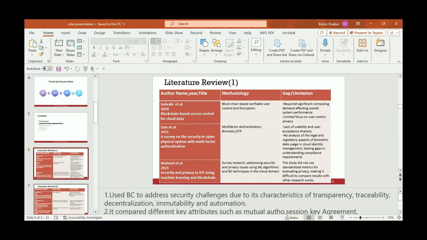The next author focused on survey research, looking at different surveys over time and addressing discretionary privacy issues using machine learning algorithms and blockchain techniques in the cloud domain. But one of the limitations of the study is that it did not use standardized metrics for evaluating privacy, making it difficult to compare the results with other research works.